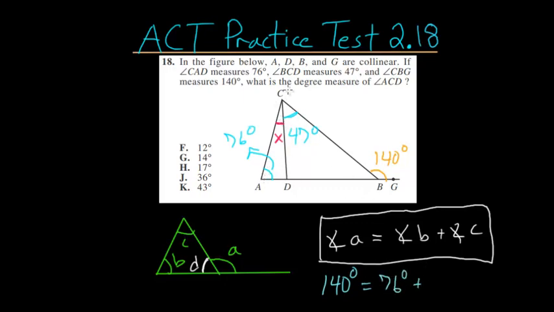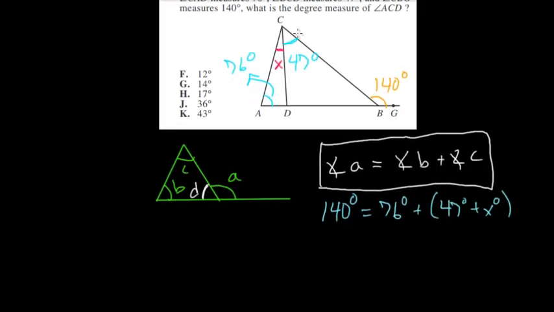And now we have to add this angle here, but this angle is broken up into two parts. It's 47 degrees and x degrees. So really we're adding both of those. We have 47 degrees plus x degrees. And this represents this entire angle here. So our exterior angle is equal to these two opposite angles within the triangle.